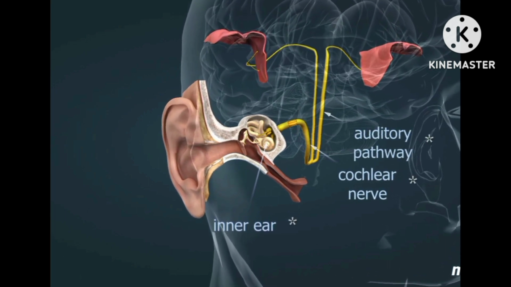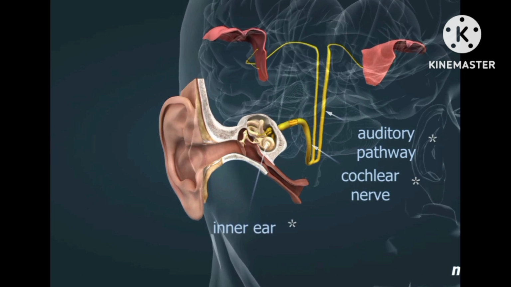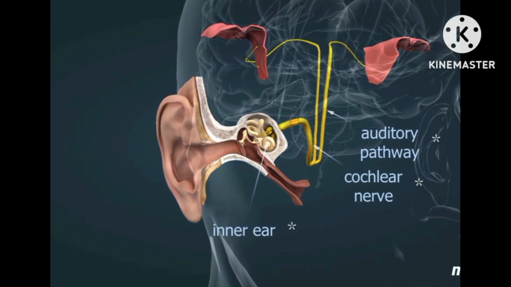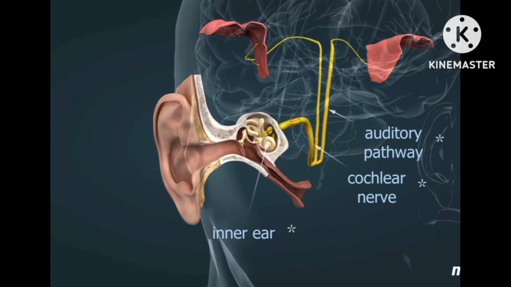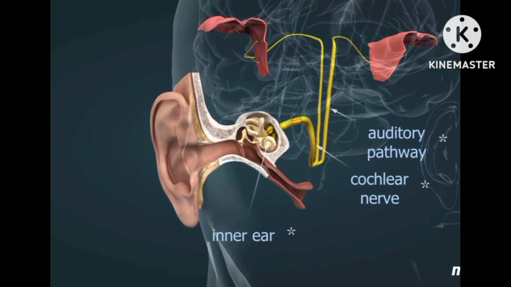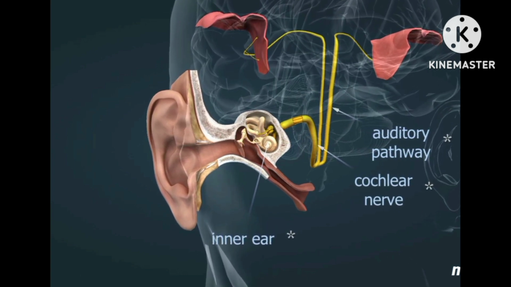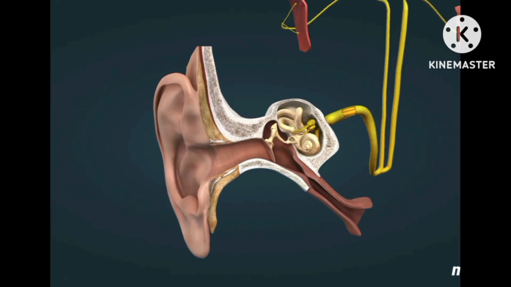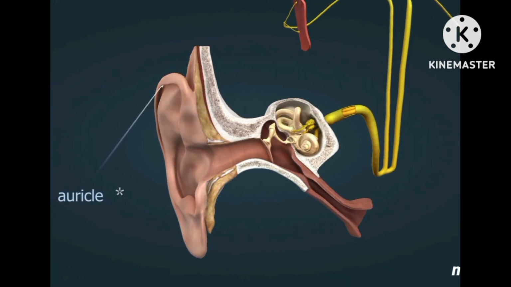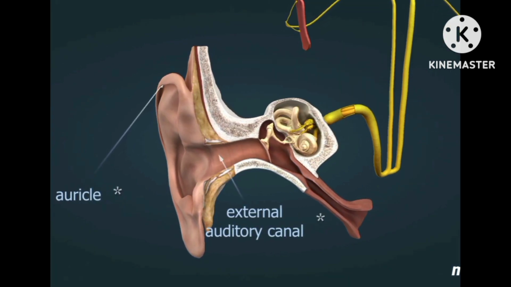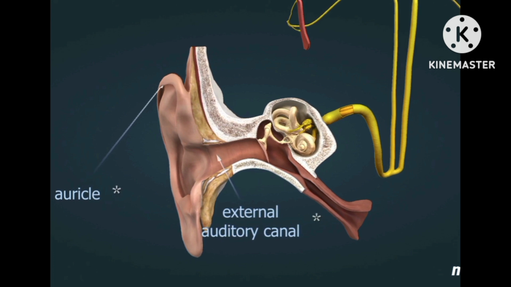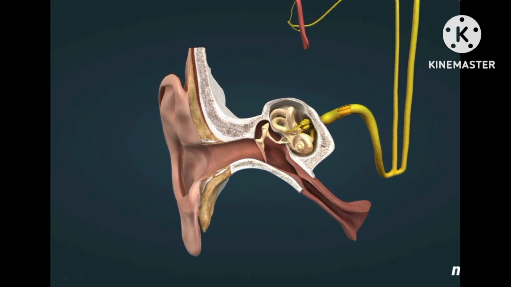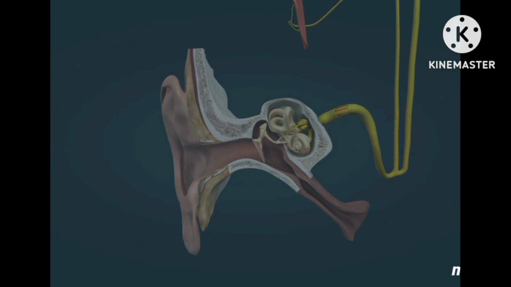Sound waves create signals in the inner ear, which are transmitted to the auditory cortex by the cochlear nerve and auditory pathway. The sense of sound is produced in the auditory cortex. Sound waves are directed into the external auditory canal by the auricle. Sound waves cause the eardrum, which closes the auditory canal, to vibrate.